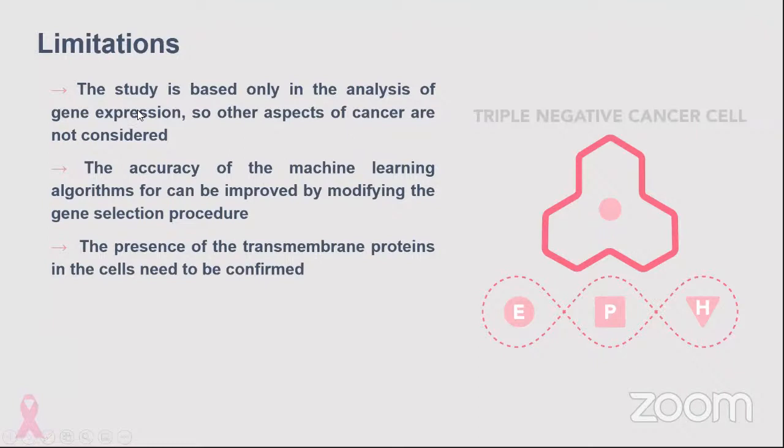It's also important to mention that the analysis involved only the gene expression, so other aspects of cancer are not considered. The accuracy of the machine learning algorithm can be improved by modifying the selection procedure and the cutoff value during the feature selection. The transmembrane proteins also need to be confirmed. The expression doesn't mean that the protein is present in the cell, so this confirmation is necessary. I was expecting more than two genes, but unfortunately just two genes are shared by both approaches. And that's all.